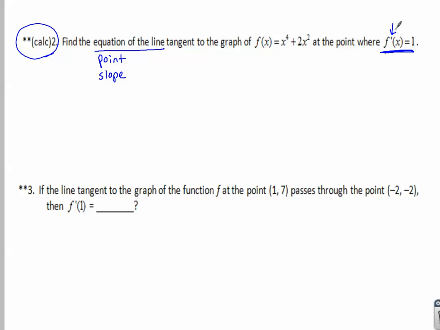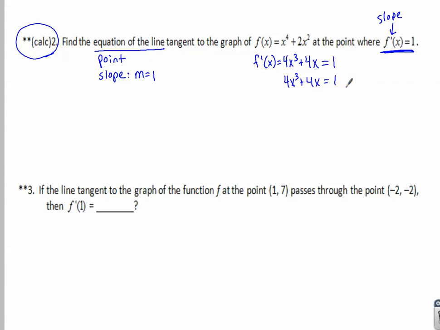I see derivative. Derivative tells me slope. So what I know is that the slope is 1. I don't have a point. So we're going to have to use the fact that the derivative equals 1 to find our point. So let's do that. f prime of x is 4x cubed plus 4x. We want the derivative to equal 1, so set that equal to 1. Now, we can solve a lot of equations that look like this. 4x cubed plus 4x equals 1.